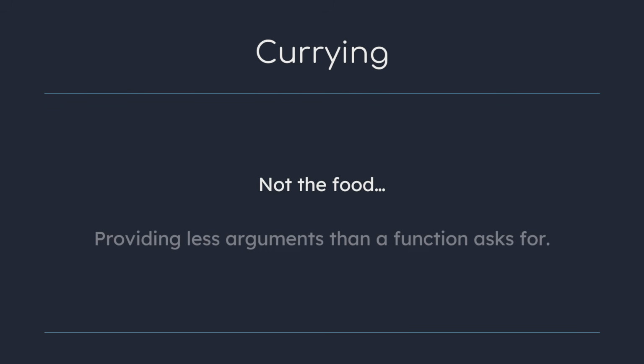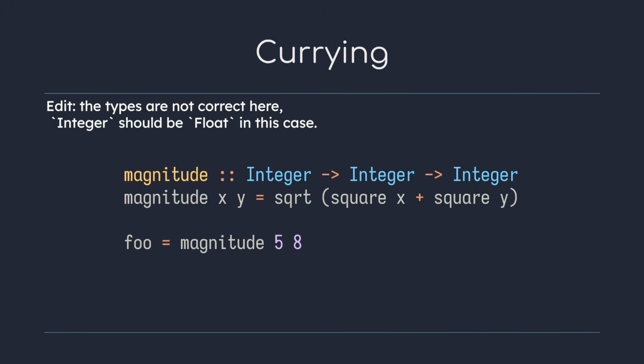So what is this currying thing I mentioned earlier? I'll have to disappoint you that it is in fact not related to curry, but it is still very neat. Basically, currying allows us to leave out some of the arguments in a function until later. How does this work? Well, let's grab our magnitude function from earlier.